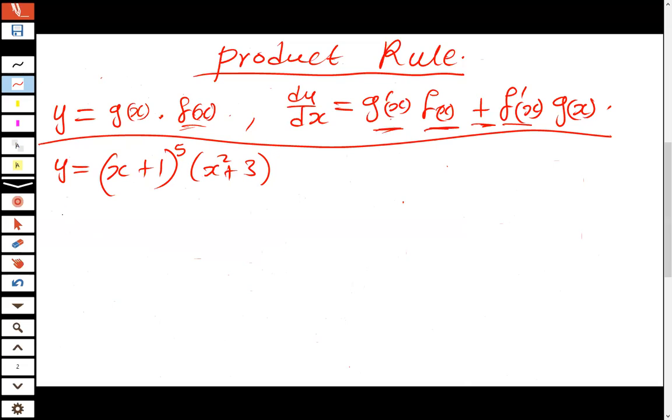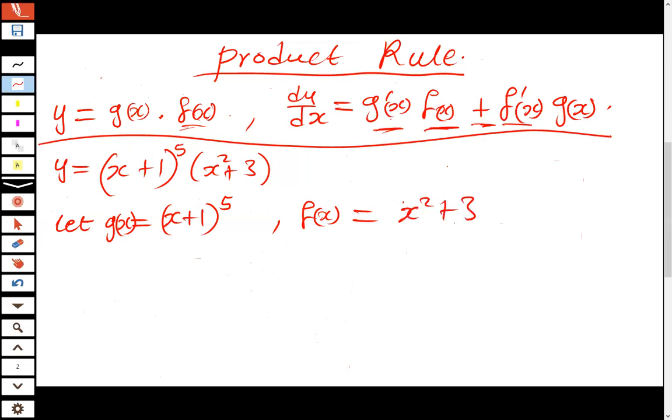You do the same. So you're going to say let u be equal to x plus 1 to the power 5. If you want, you can use u, or you can use g of x and f of x. I'm used to using u, that's why I wrote u. So let us use g of x and f of x. So let's say g of x is equal to that, and f of x is equal to x squared plus 3.